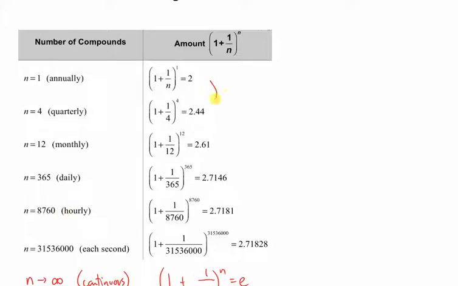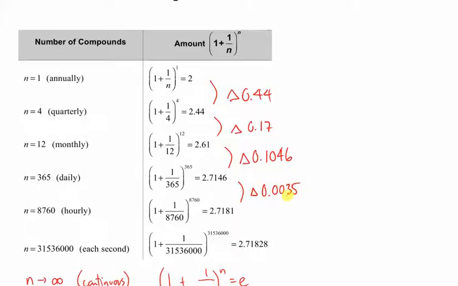But you'll notice that between these, the change is less significant each time. This one looks like it's about decimal 1/7. See how the change is slowing down, maybe we could say? This one, it looks like it's about 0.1046 or something like that, if I've done that right. This one is only 0.0035. It's not changing by that much anymore.